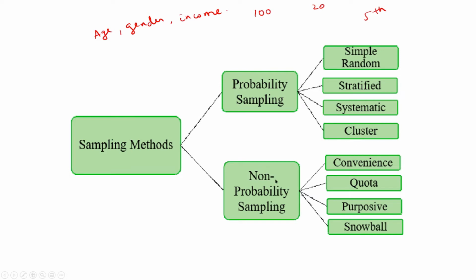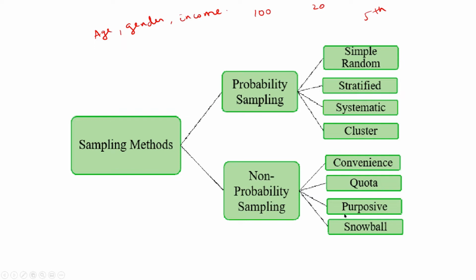Then moving on to non-probability sampling. The first one is convenience sampling. Here the researcher selects those objects or individuals who are convenient to the researcher into the sample. Such a sampling is called convenience sampling. And then we have the next sampling, which is quota sampling. It is similar to the quota system which is used in the education system.